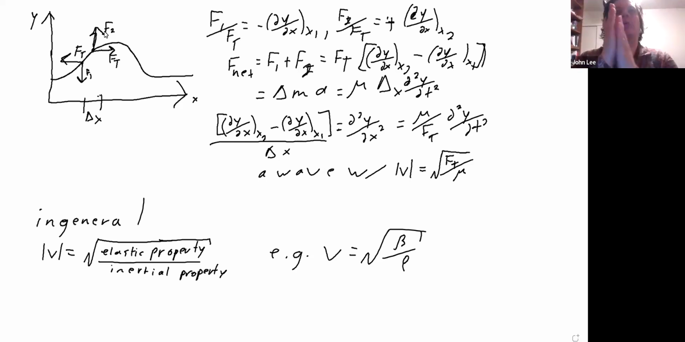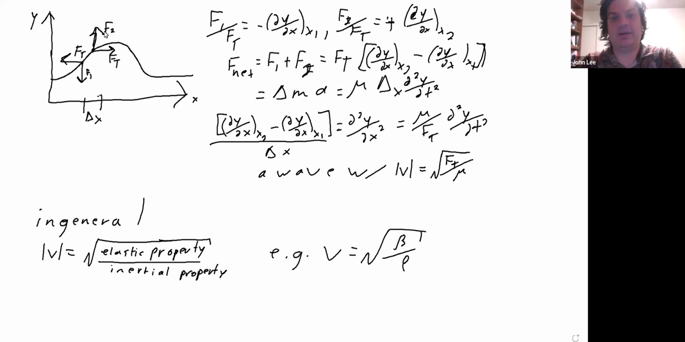which is the mass per unit length, times delta x, which is going to be equal to delta m, times d squared y dt squared, which is a, which is just the definition of a. So you divide both sides by delta x and Ft, and you'll find that the change in dy dx over delta x equals d squared y dx squared by definition, as delta x goes to 0, is equal to mu over the force of tension times d squared y dt squared, which is just the wave equation, right?